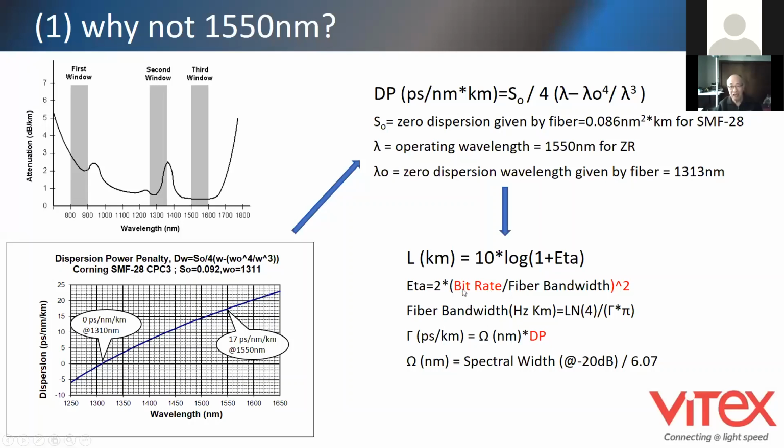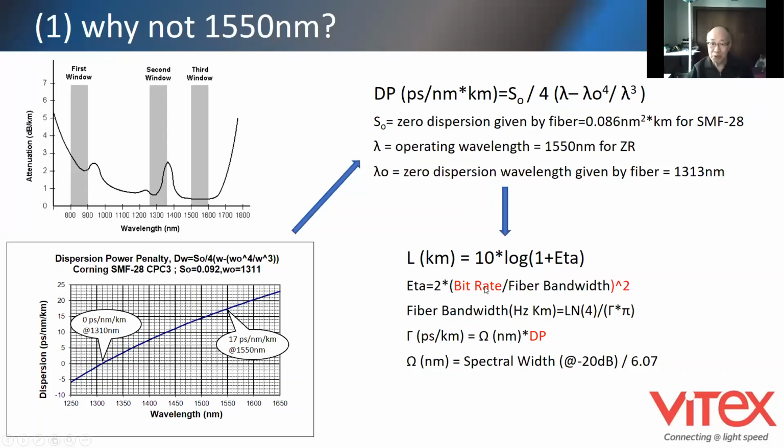I make it a highlight red bit rate, right? So bit rate is not just bit rate, it's the square of the bit rates, right? I just put it here to make sure you pay attention to this. And then also in order to calculate everything, you need also the dispersion penalty put in.